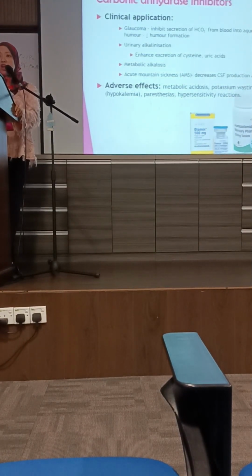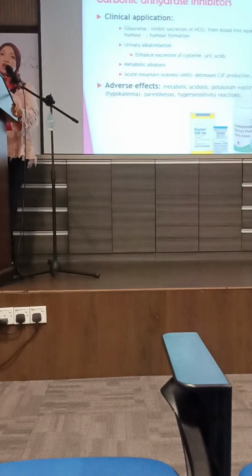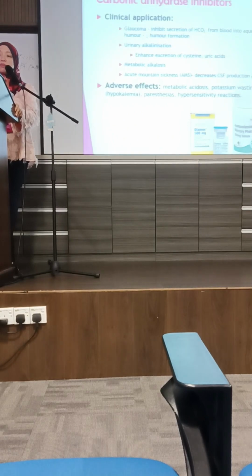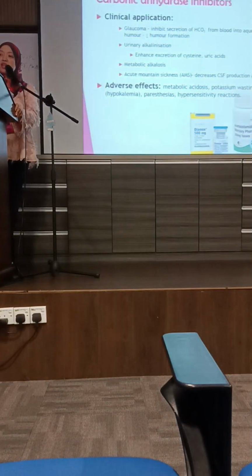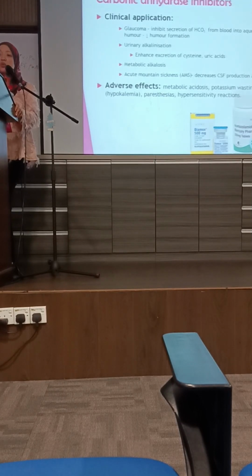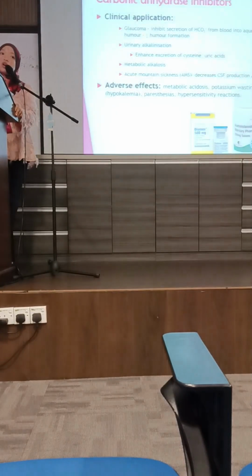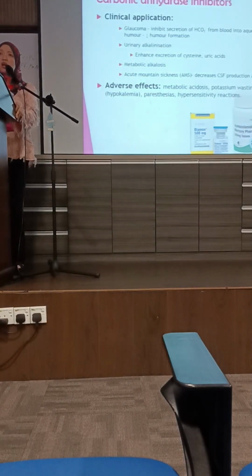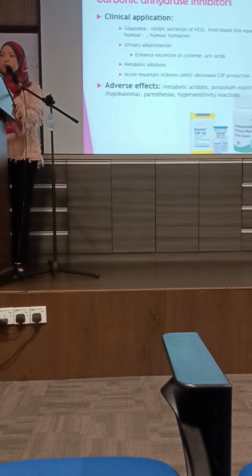Okay, the adverse effect of carbonic anhydrase inhibitors is metabolic acidosis, because it promotes more bicarbonate loss from the blood, so the blood becomes more acidotic, and then potassium wasting. It can cause hypokalemia. So when there is less potassium in your body, it can cause paresthesia or muscle problems, muscle weakness. Okay.